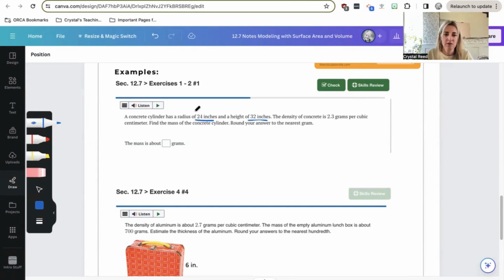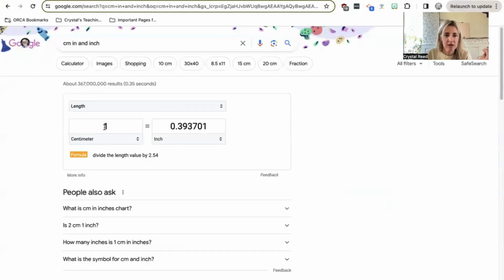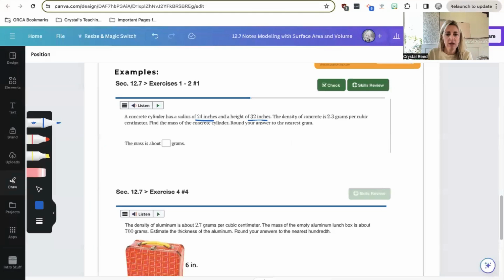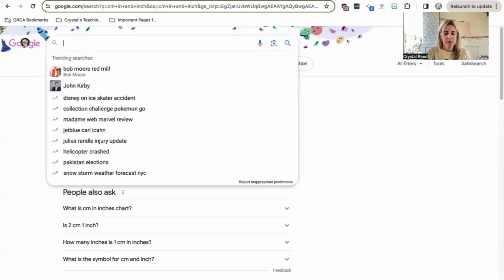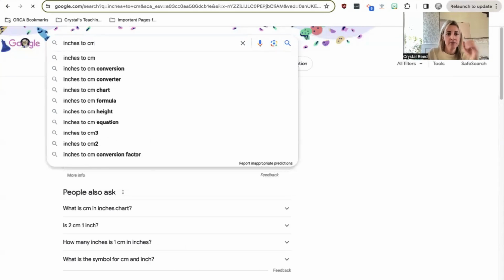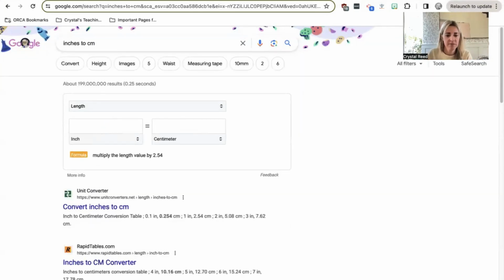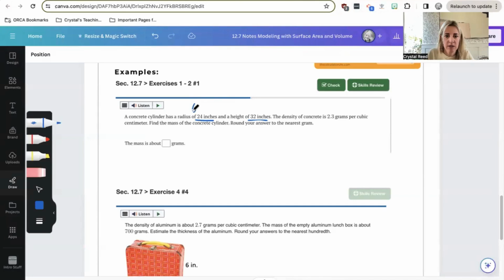So we're going to first convert 24 inches to centimeters. This is a nice one to just use Google for. I Googled inches to centimeters. So you'd multiply the length by 2.54. So 24 times 2.54 is 60.96. So this number here is 60.96 centimeters.